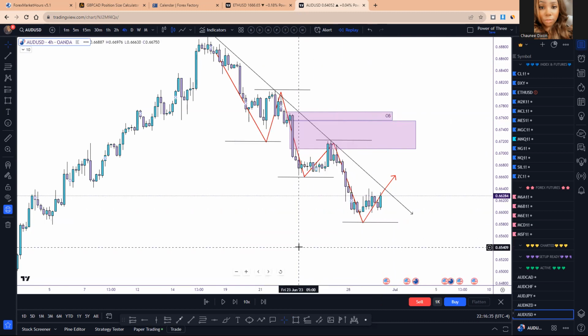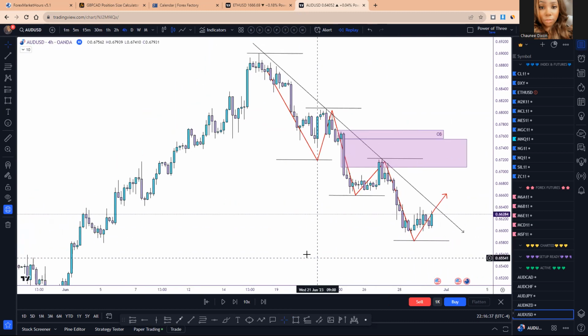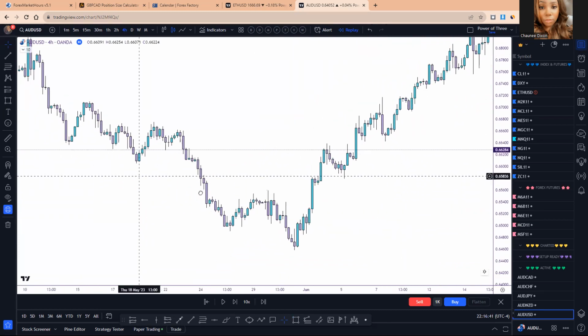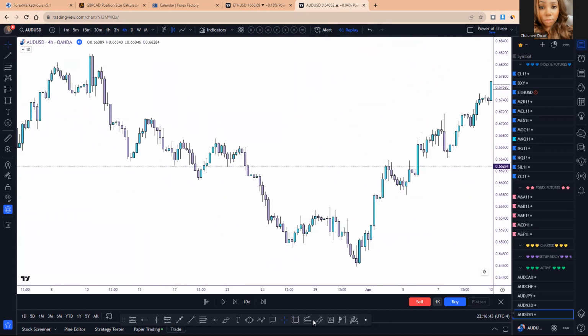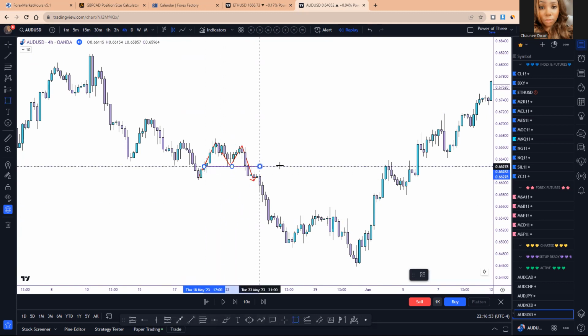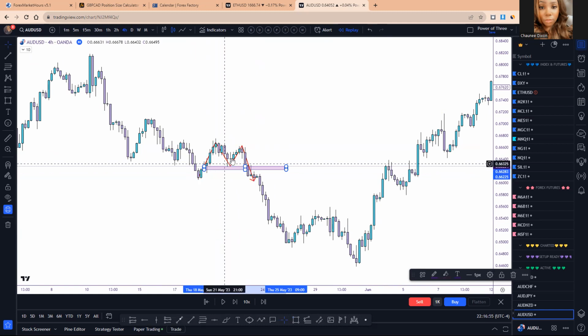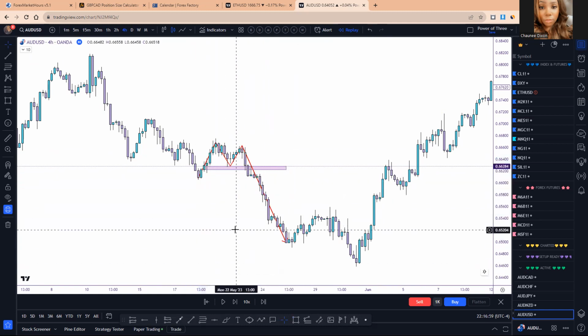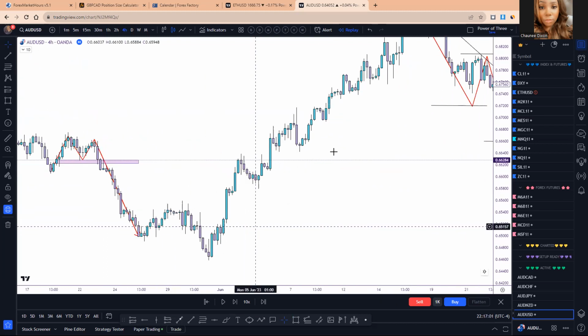And then some people will use M's or W's. Let me find one here. Here's an M. This is what's called a breakout pattern. And why is it a breakout pattern? Because typically when you have an M or a W, it will break the neckline here. So this is a bearish M. It broke and then it just dropped from there. So that's another way people will mark up their chart.